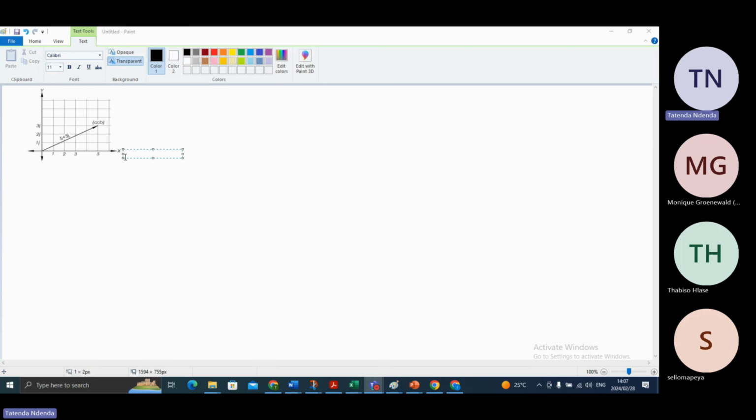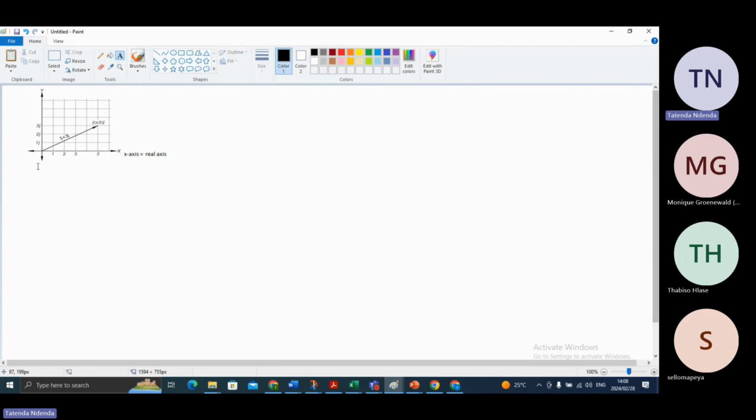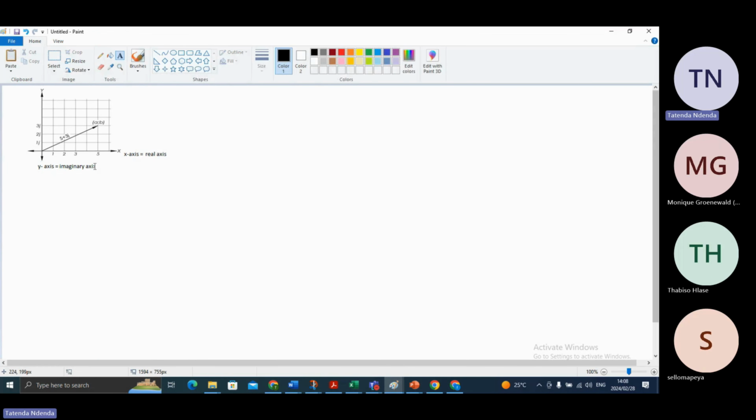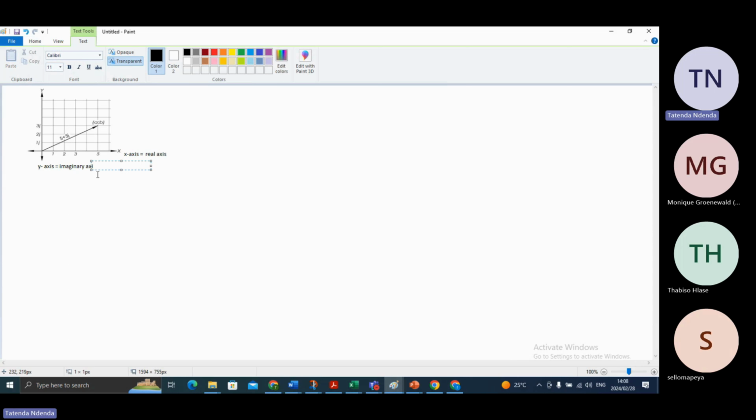So we are saying the x-axis, guys, is called the real axis, right? Then the y-axis, on the other hand, is called the imaginary axis, like this. Sorry for this, let me remove this. It's supposed to be imaginary axis with an S, like this.